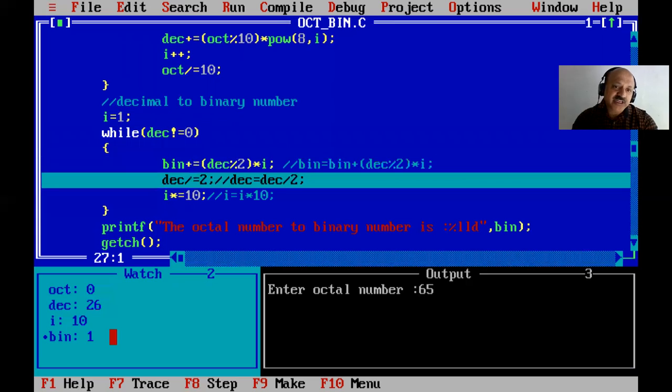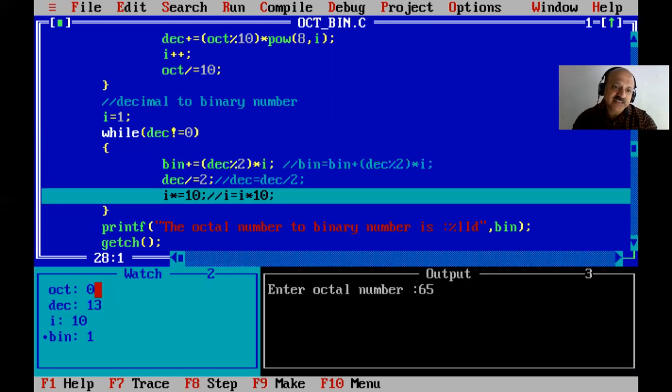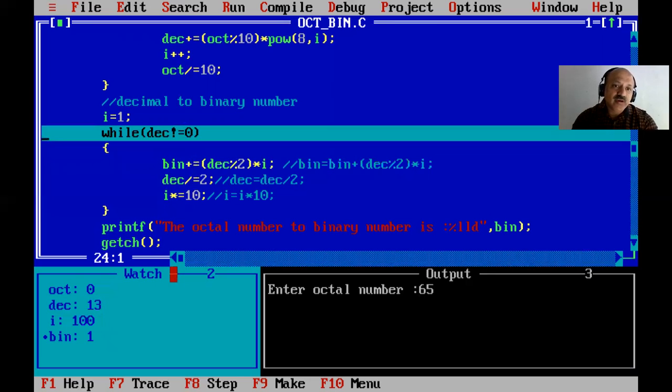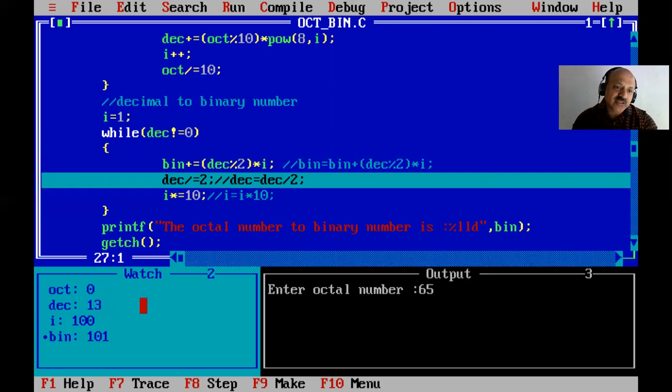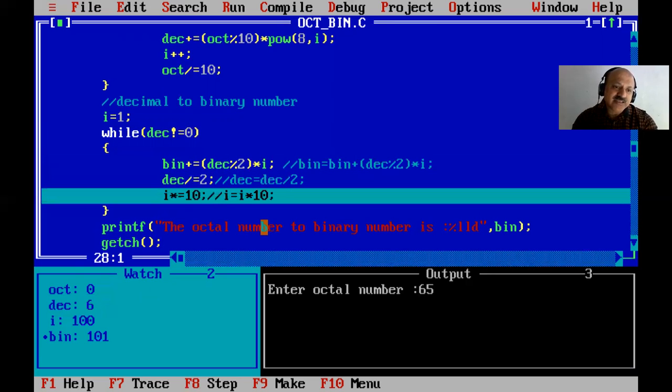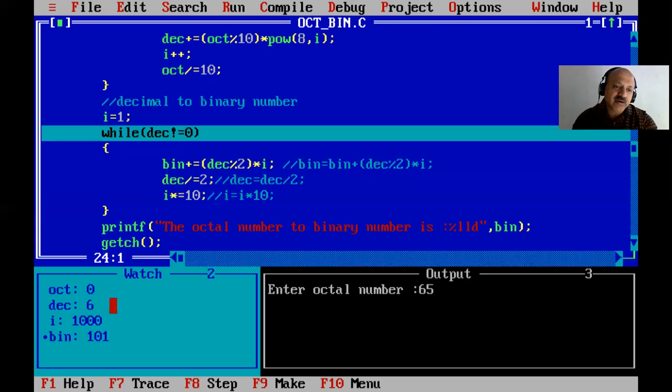So now step by step, you can look here, decimal 26 divided by 2 is 13. Yes, 13 in decimal is divided by 2, and again multiply 10, so 100. Now 13 is not equal to 0, so now I multiply and take modulo, so you can look 101. Yes, that is the binary conversion. And now again divide by 2, so that is 6. Yes, multiply 100.